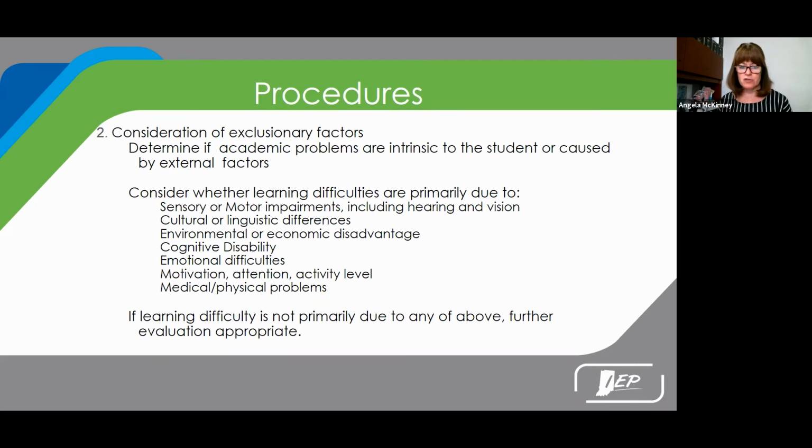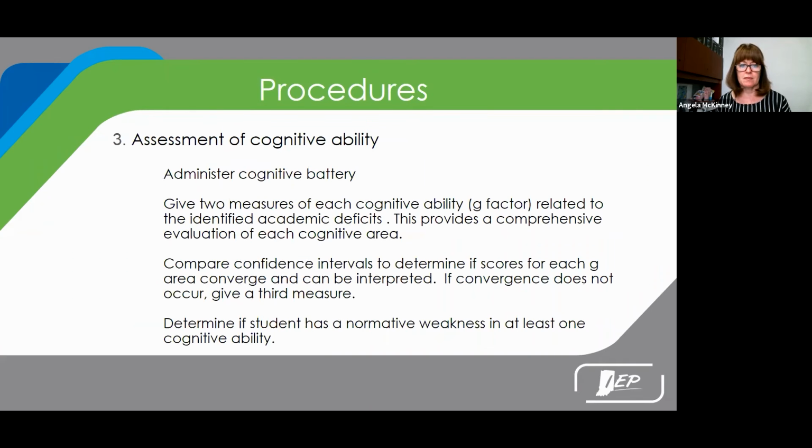Okay, we're looking at those exclusionary factors. You know what all of those are. And then it would make sense to go on if we figure that what we're seeing so far is not primarily due to any of the exclusionary factors. Then we look at the cognitive. Now, it wants us to look at whatever battery that we use, that it's giving at least 2 measures in each of those broader areas.